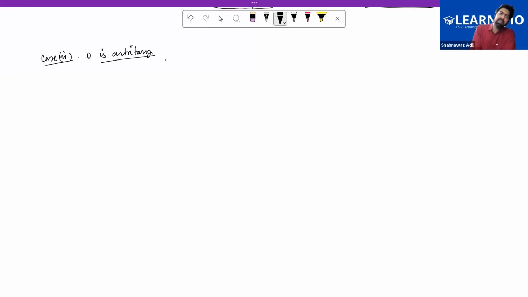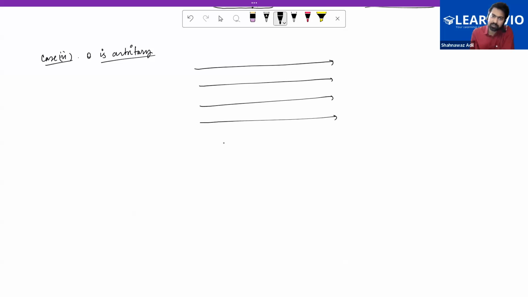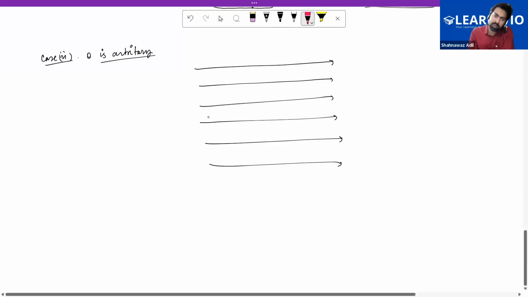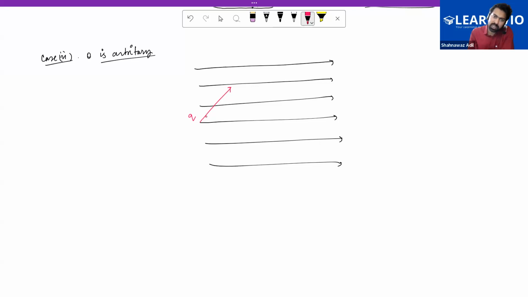Meaning that theta is not 90 degrees. So let's say we have this external magnetic field, and in this magnetic field you are throwing a charge in this direction. So this is the charge and it is making an angle theta with the magnetic field. So this is the velocity.